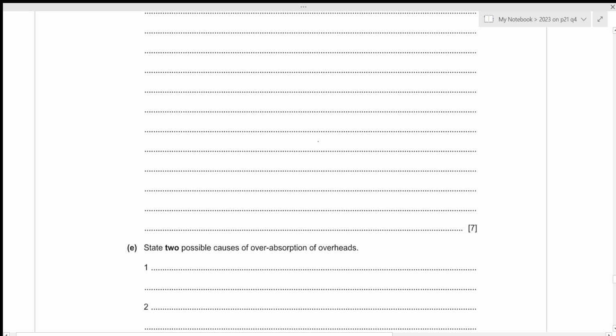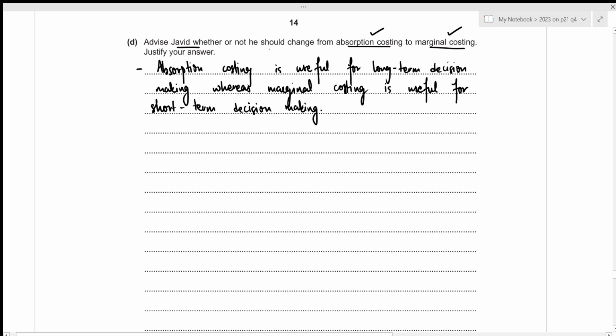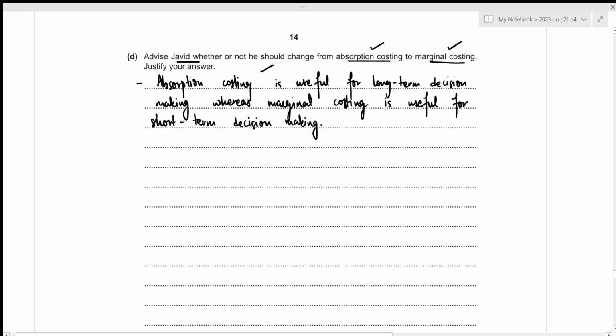Okay, and this is of 7 marks. Okay, we have compared 1 point for absorption costing, 1 point for marginal costing. That's 2 points. We still need 6 more points. We need a total of 6 points. So we've already written down 2 points. So we need additional 4 points and then one final decision.